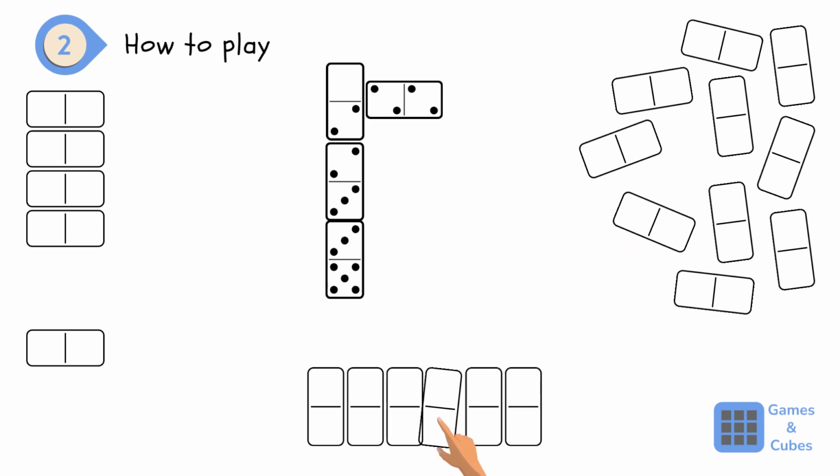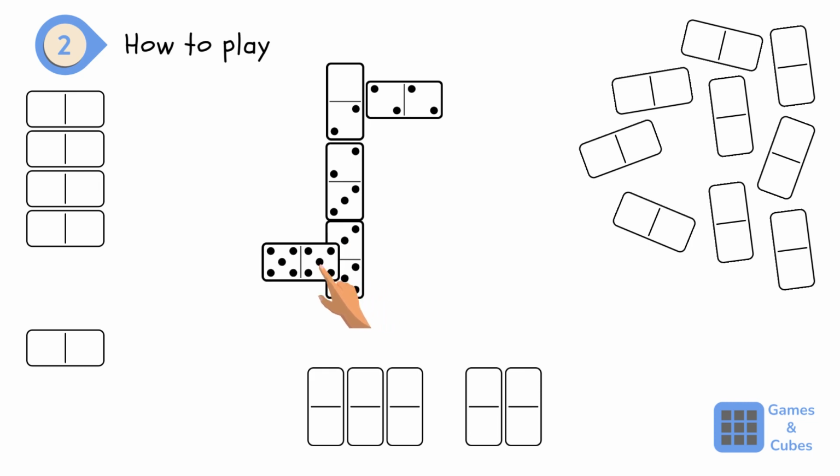And if you are not able to connect the stone, you can draw one from the boneyard. If you draw a stone that you can connect directly from the boneyard, you may connect it in the same turn. If there are no stones in the boneyard and you're not able to connect any from your own stones, then your turn passes.